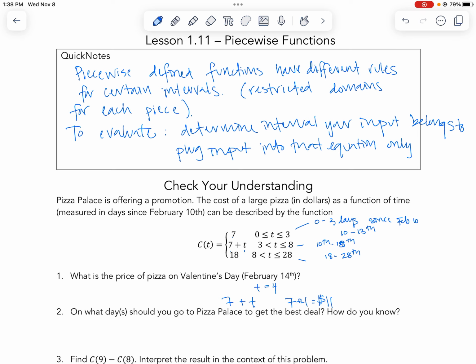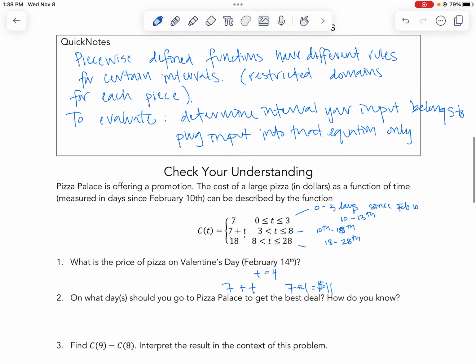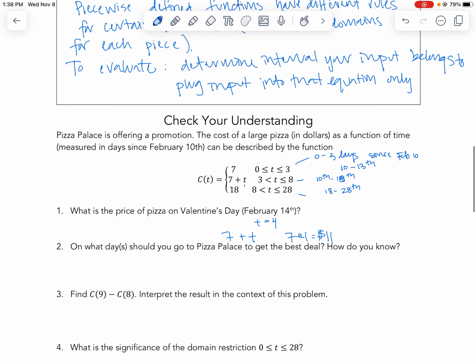Okay, on what days or day should you go to the Pizza Palace to get the best deal? How do you know? Well, when is the pizza going to cost the least? It looks like the pizza will cost the least amount of money when it costs $7. So that's on February 10th through 13th, because the price is only $7.